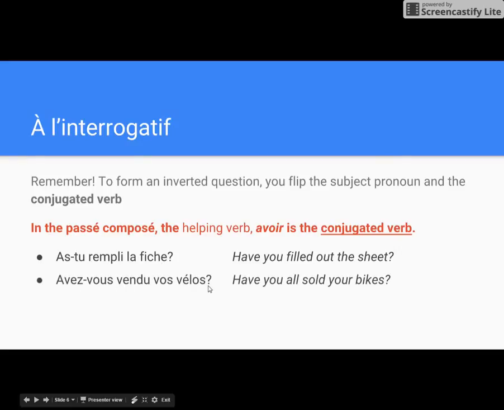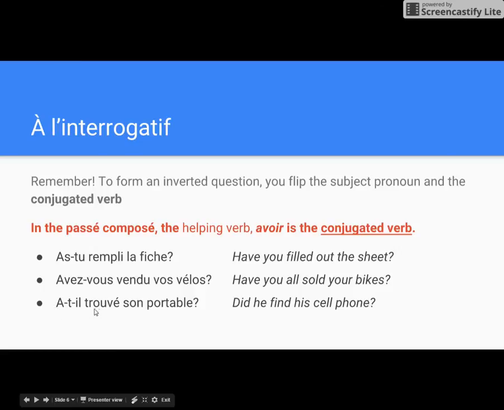Avez-vous vendu vos vélos? Have you sold your bikes? Again, here's our form of avoir and our subject pronoun. So we flip-flop them from what we would normally write in a sentence and added that hyphen. Avez-vous vendu vos vélos? Have you sold your bikes?